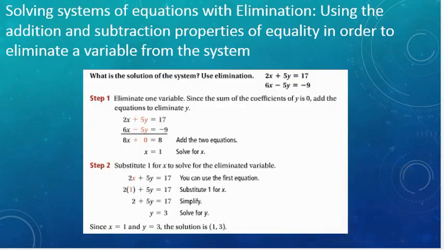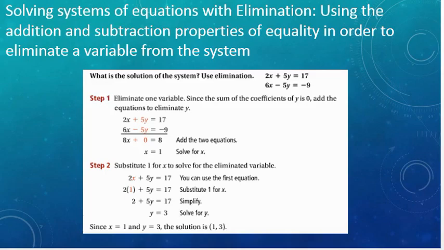Solving systems of equations with elimination is using the addition and subtraction properties of equality in order to eliminate a variable from the system. So in this example, we're given 2x plus 5y equals 17 and 6x minus 5y equals negative 9. In step 1, you want to eliminate one of the variables. Since the sum of the coefficients of y is 0, add the two equations together to eliminate y. So when you add these two equations together, you get 8x plus 0 equals 8. So 8x equals 8, x equals 1.